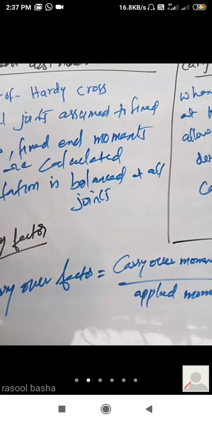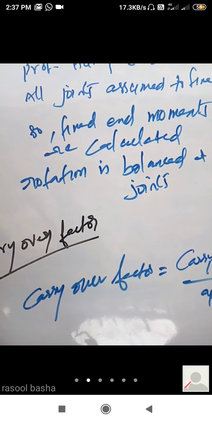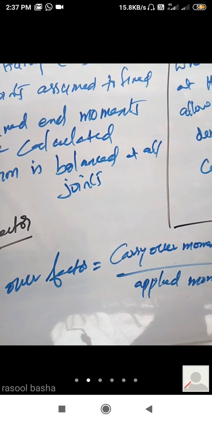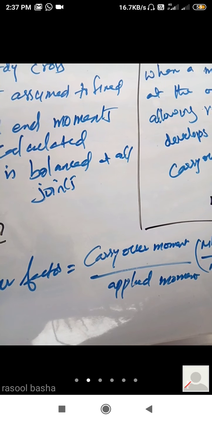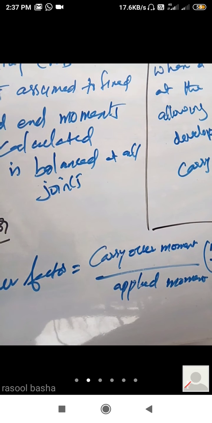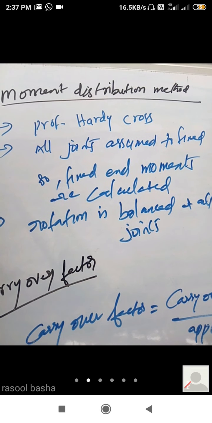So next, coming to the carryover factor. The carryover factor is the ratio of the carryover moment to the applied moment. So it is the ratio of carryover moment to the applied moment, and it is called the carryover factor. These two things can be asked as a 2 marks question. So this is a brief introduction about the moment distribution method.